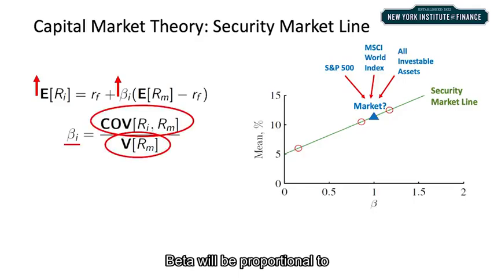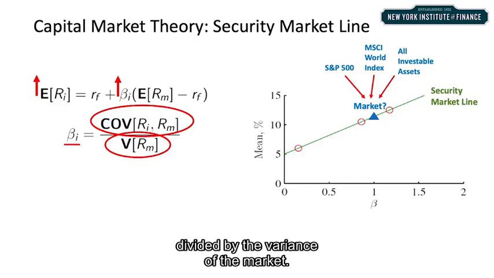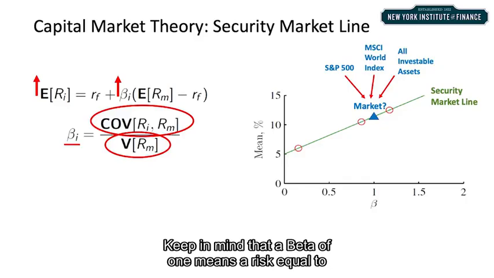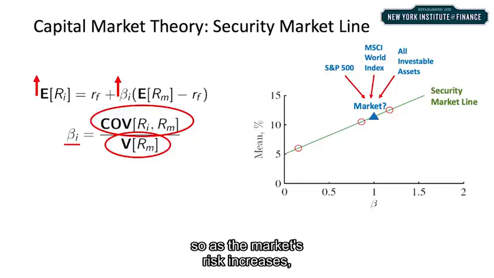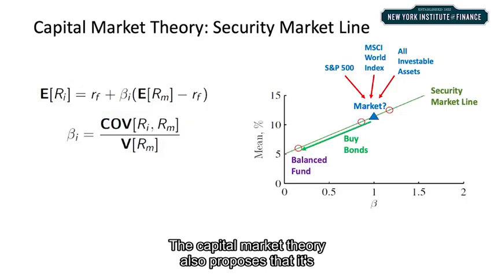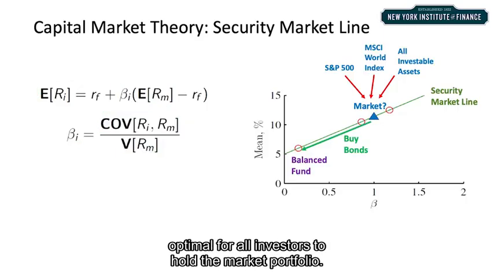Beta will be proportional to the covariance of your portfolio with the overall market divided by the variance of the market. Keep in mind that a beta of 1 means a risk equal to the market's overall risk. So as the market's risk increases, a given level of beta scales up to represent more absolute risk of loss in a portfolio. The capital market theory also proposes that it's optimal for all investors to hold the market portfolio.